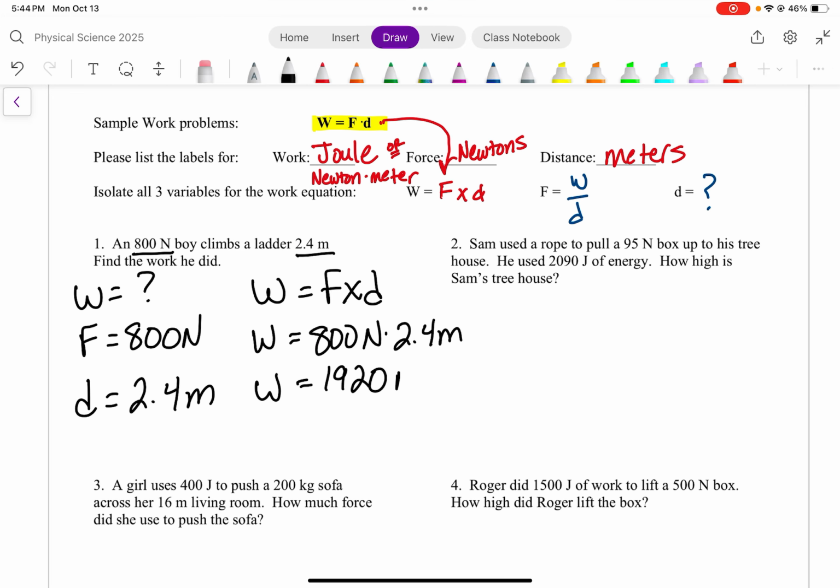And then newtons, I can't cancel that. Meters, I can't cancel that. And so there's Newton times a meter, and we see that as 1 joule. And then our other option, of course, for work being this transfer of energy, 1,920 joules.